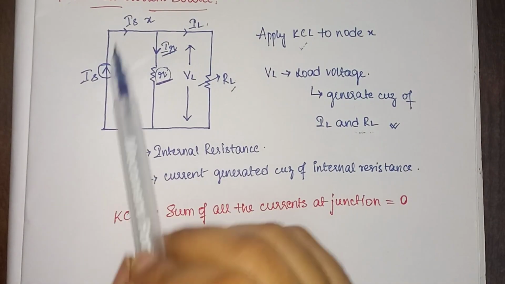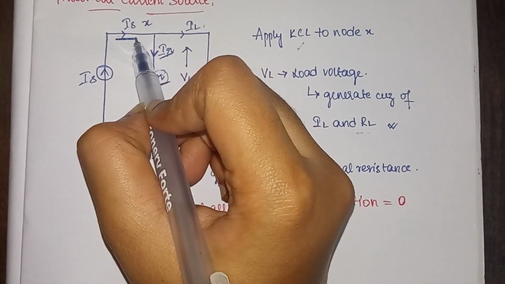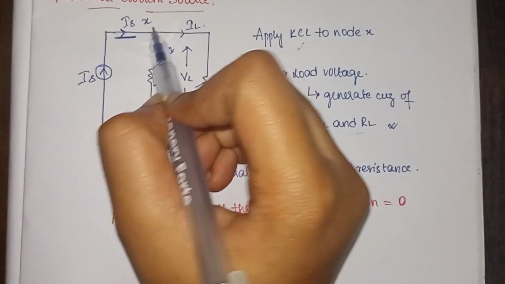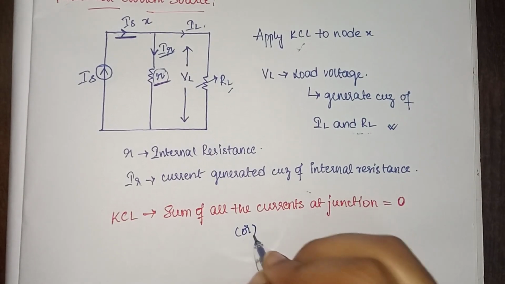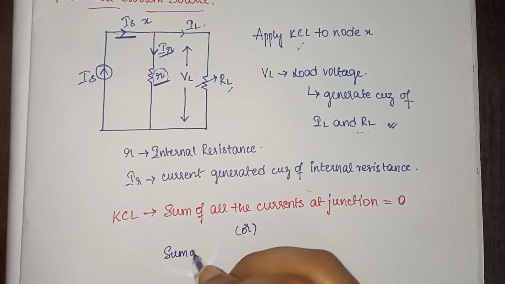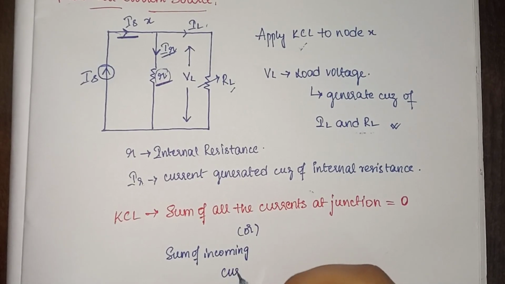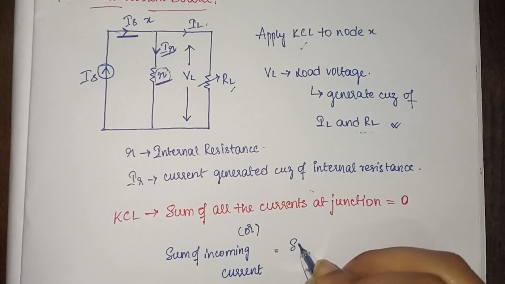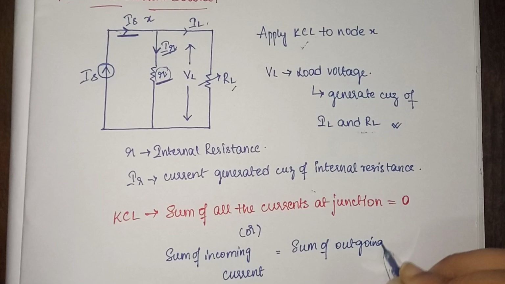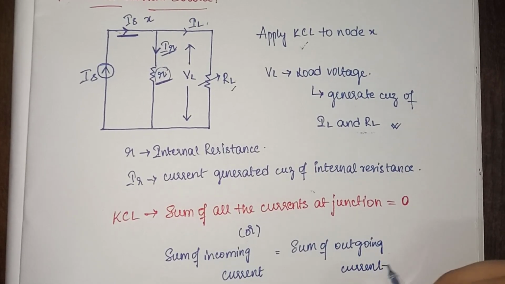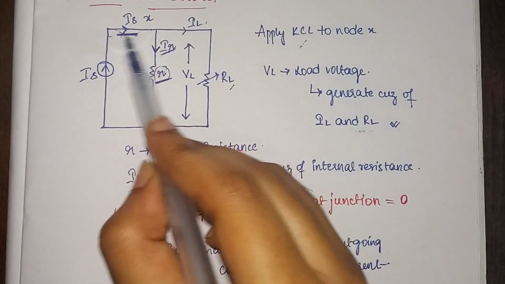See, now my current is flowing. This is my source part. So from this particular part my current is flowing inside. Okay, or for example, I'll tell you an easy way also. KCL can also be derived as the sum of incoming currents equal to the sum of outgoing currents. Okay, now see, this IS is the incoming current at node X.